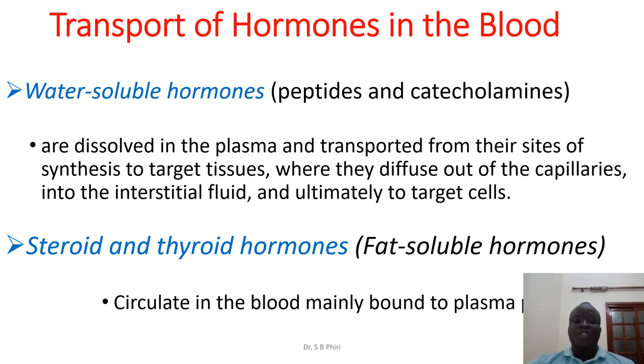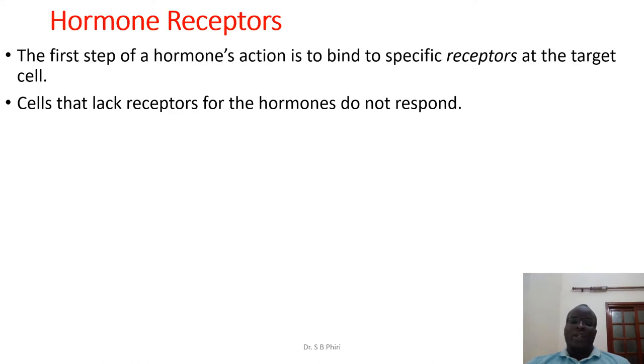Then we also have steroids or thyroid hormones. These are fat-soluble hormones. Fat-soluble simply means that they don't dissolve well in plasma or in water. Because they are not dissolving well in plasma or water, for them to be transported, they need to bind to plasma proteins so that they are rendered soluble in water. So most of the steroid hormones and thyroid hormones will be binding to plasma proteins to be transported. They're going to circulate in blood, mainly bound to plasma proteins, like I've already mentioned.